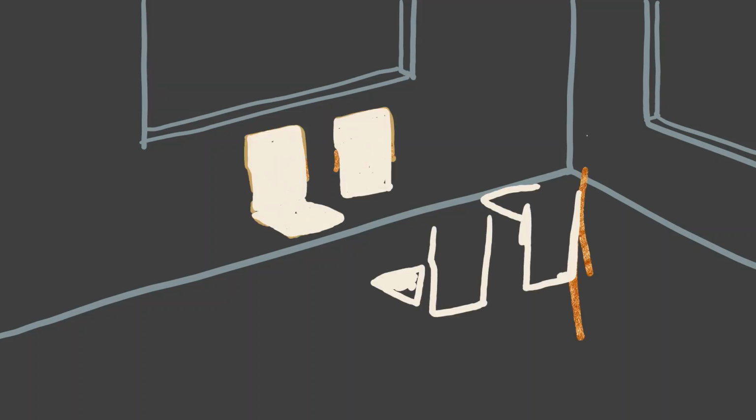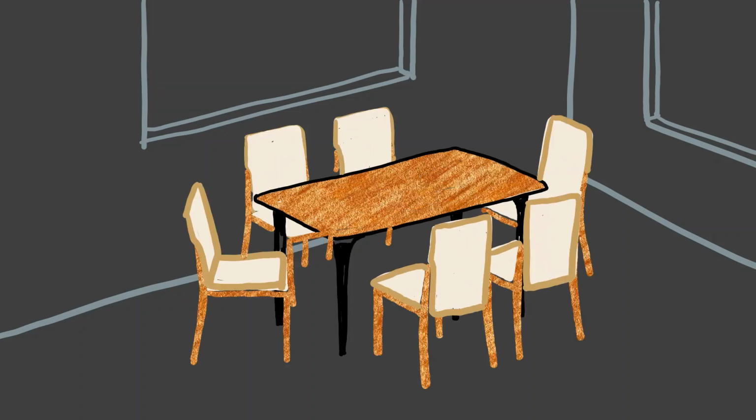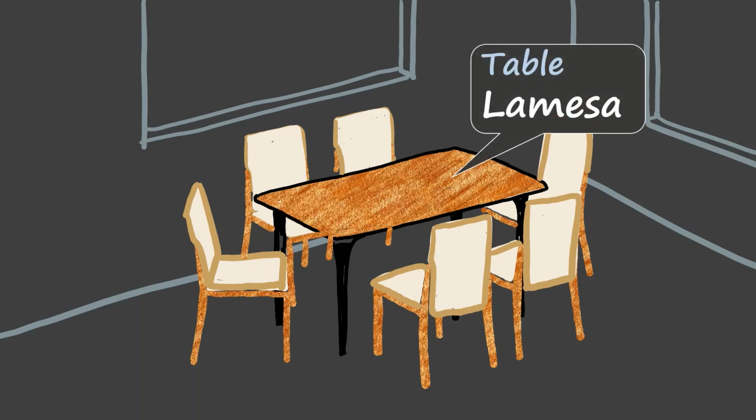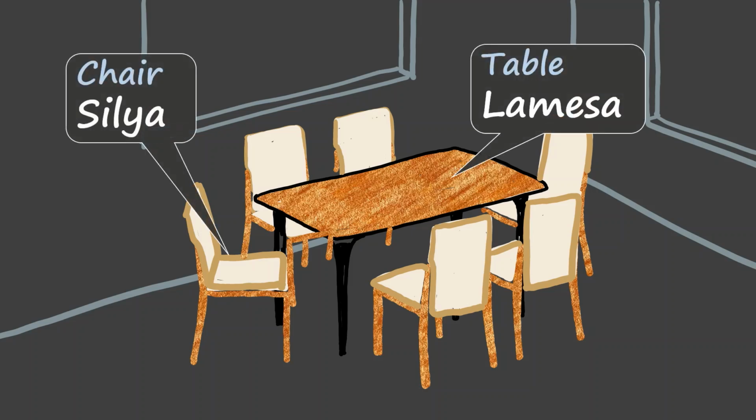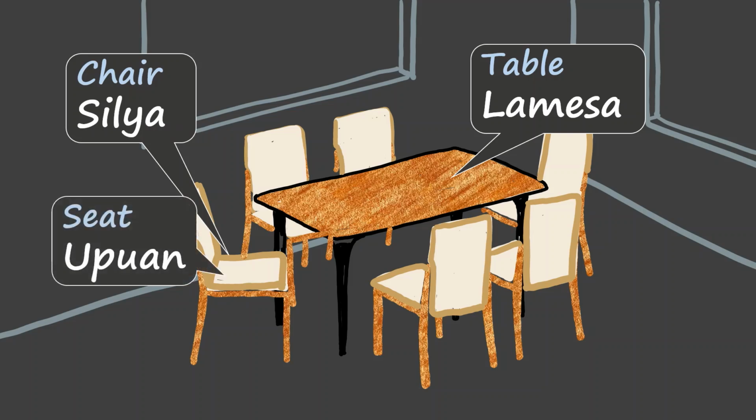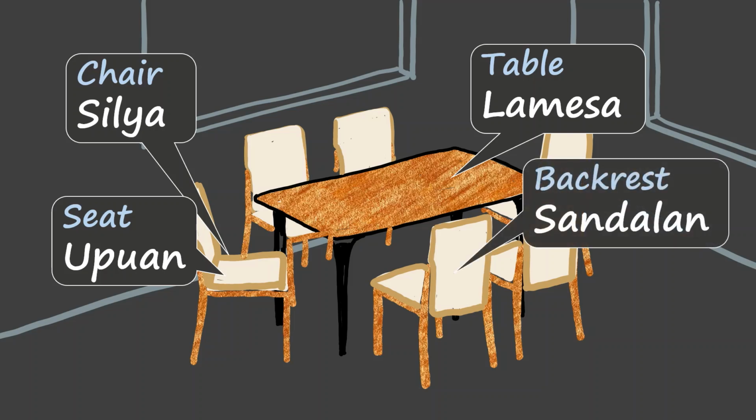A typical dining room will have a table and chairs. Table, lamesa. A chair is silya. It is also a seat or upuan. And a seat or chair can have a backrest, sandalan.